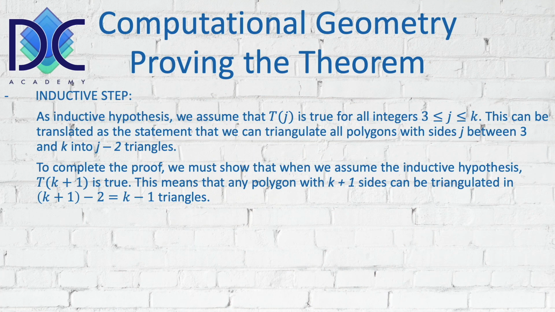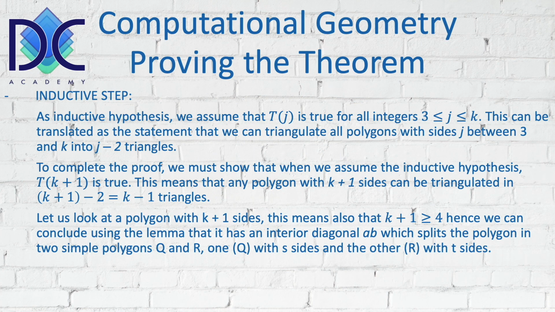It means that we can accept that T of k plus 1 is true. It means that when we have a polygon with k plus 1 sides, we can in fact triangulate it into k plus 1 minus 2, which is equal to k minus 1 triangles. So that's basically what the inductive hypothesis says. Let's have a look at the polygon with k plus 1 sides. It also means that k plus 1 is larger or equal than 4.